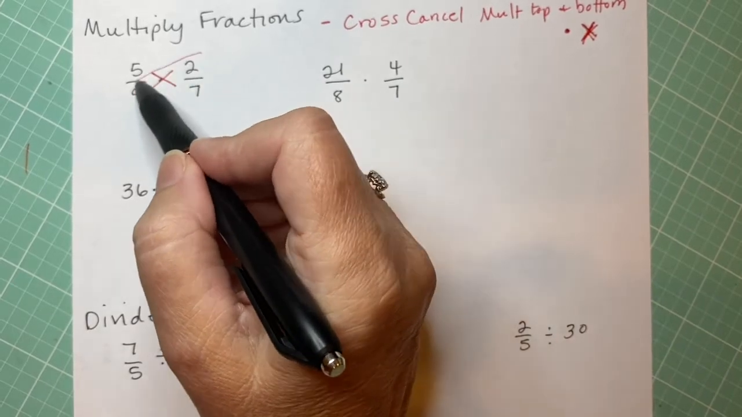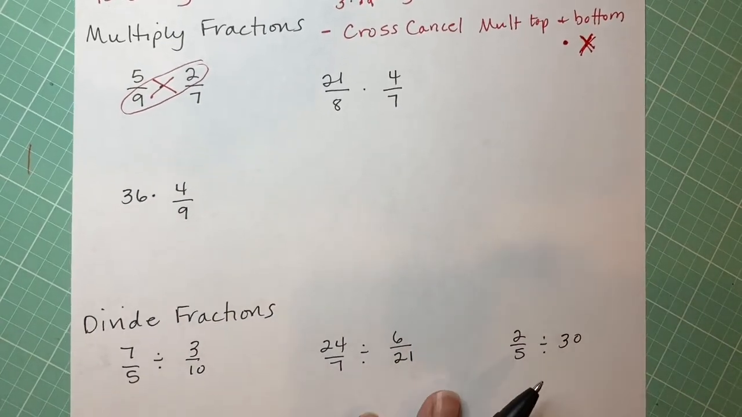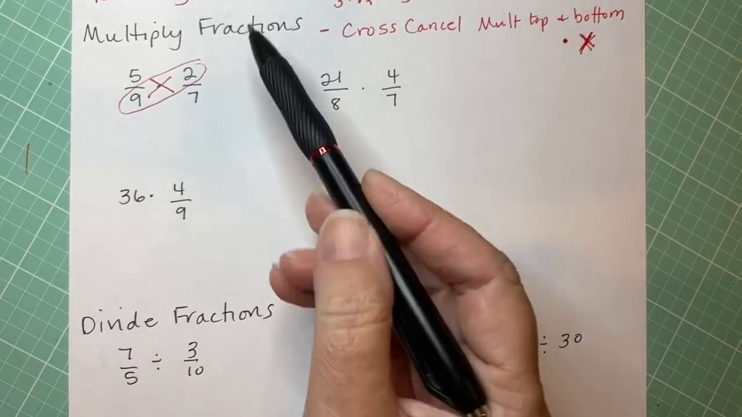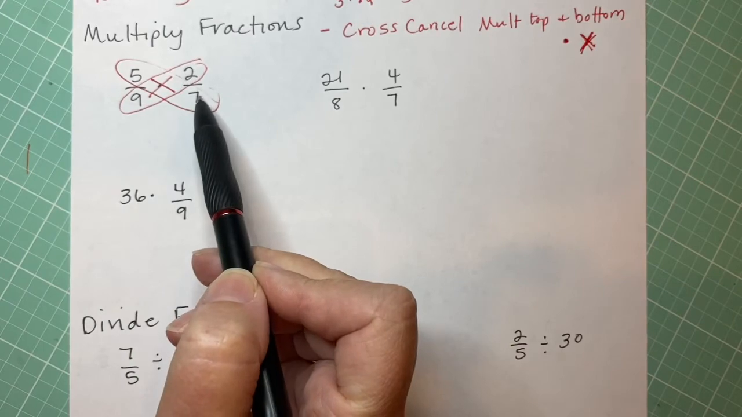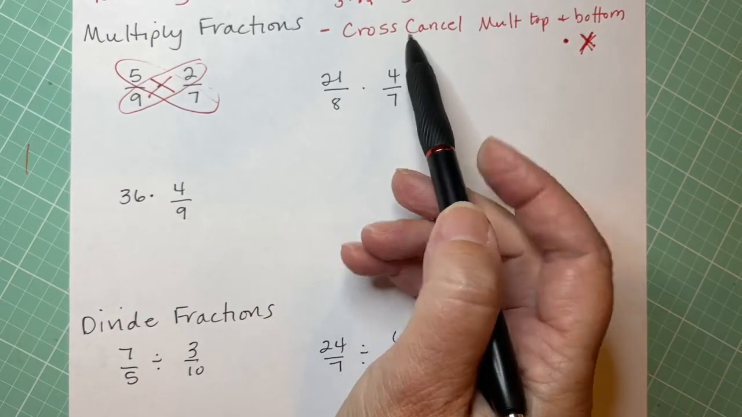So what I mean is you want to look this way to 2/9 and see if there's any number that will divide into 2 and 9. And there's not. 1 would, but again, 1 doesn't count because 1 goes into everything. So we're just looking for 2, 3, 4, 5, and so on. So nothing will cancel that way. So then we look on this diagonal. Will 5 go into 7? No, there's nothing there. So for this one, we can't cross cancel.